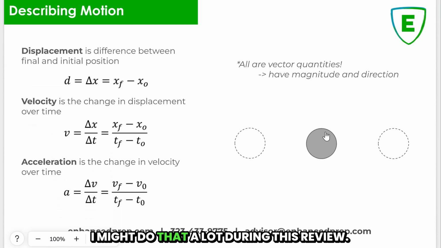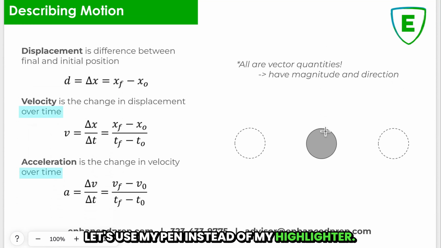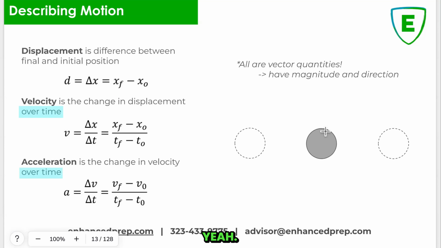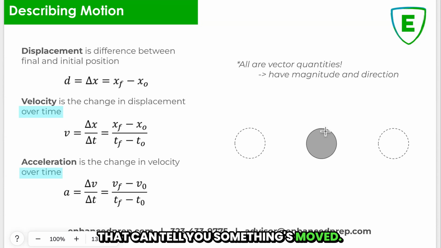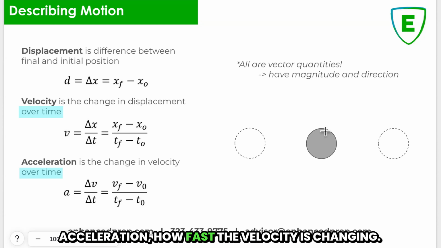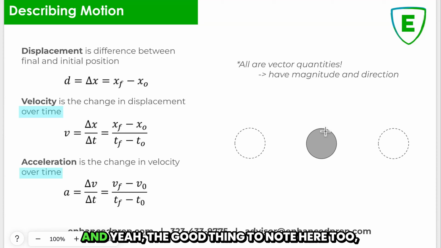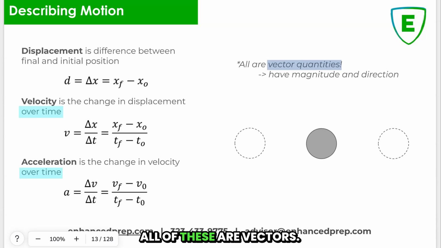I might do that a lot during this review. Let's use my pen instead of my highlighter. How do the positions change? That can tell you something has moved. Velocity, how fast it moves. Acceleration, how fast the velocity is changing. And the good thing to note here too, all of these are vectors.